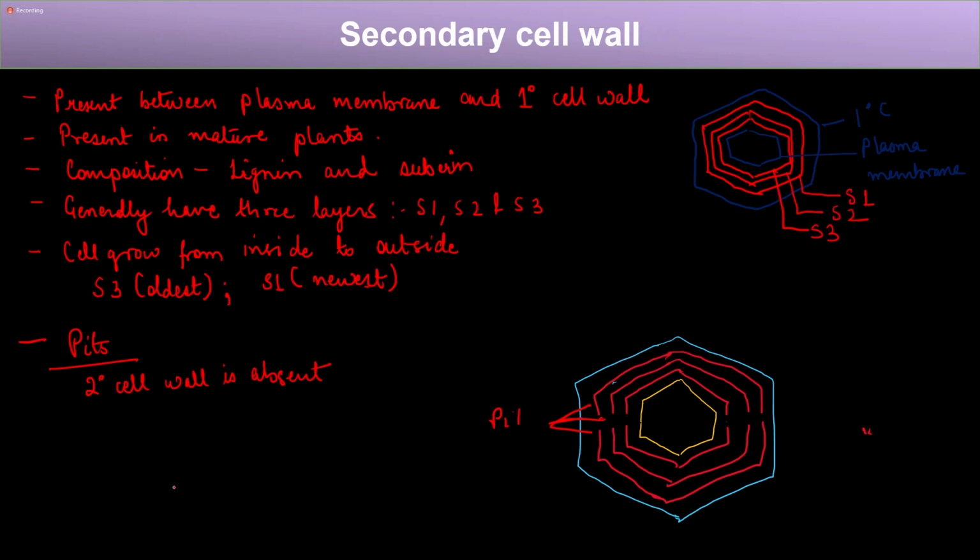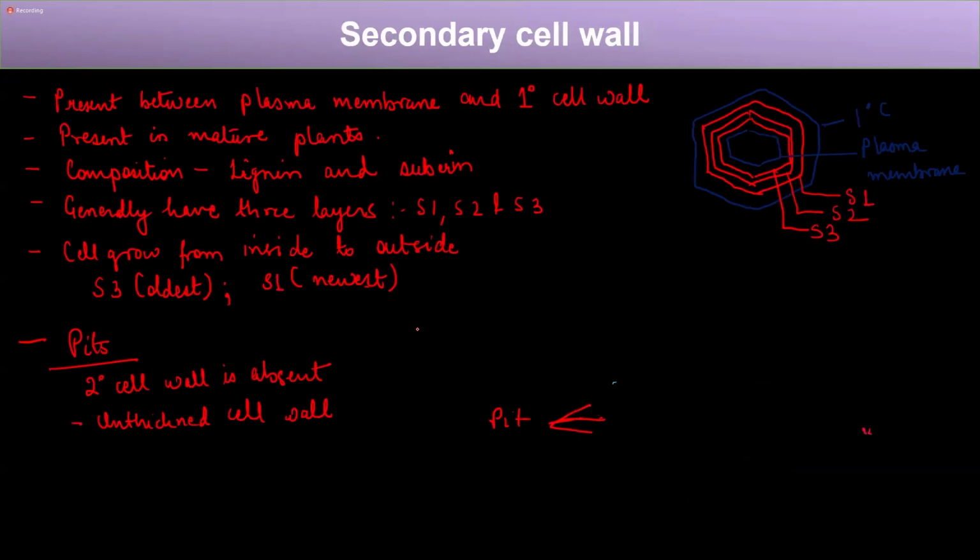Now this can also be called unthickened cell wall. The region which does not undergo thickening is called a pit. So we saw what the secondary cell wall is, what the layers of the secondary cell wall are, and also what a pit is. Now the next thing that we will study is the middle lamella and plasmodesmata.